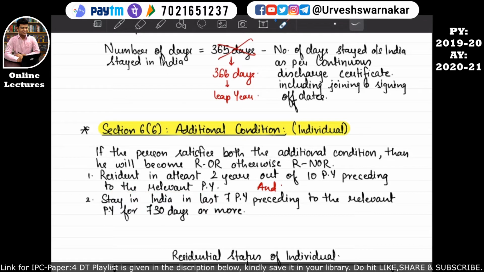Means otherwise previous year, that is 1920, before 1920 there will be 10 preceding previous years. Out of the 10 preceding previous years, this SSC should be resident in at least 2 years out of the 10 previous years. There is a format for this. I hope you have already seen the format, because when I was teaching it was easily visible.